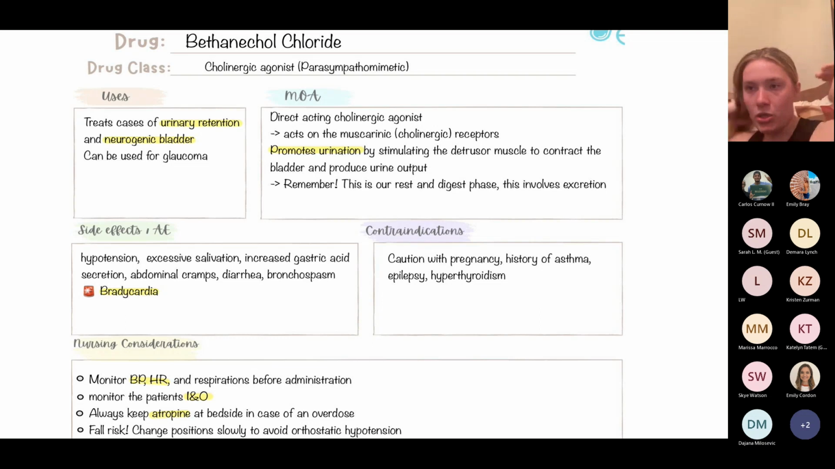Atropine is something I want to talk about. Atropine is used if someone has a cholinergic agonist overdose. Okay, so if someone's overdosed, we can give these patients atropine. So if I give my patient bethanechol chloride and I reassess them and now their heart rate is 40, I'm going to give them atropine. Okay, it's going to compete with this receptor site, and it's going to help reduce the effects and help my patient's heart rate get back up.